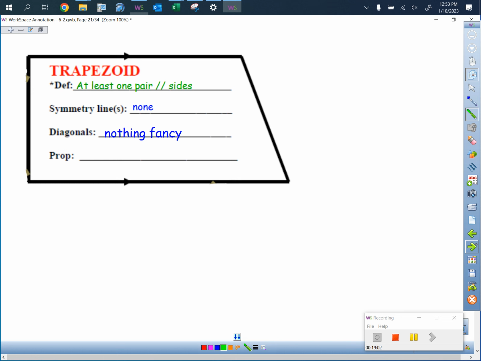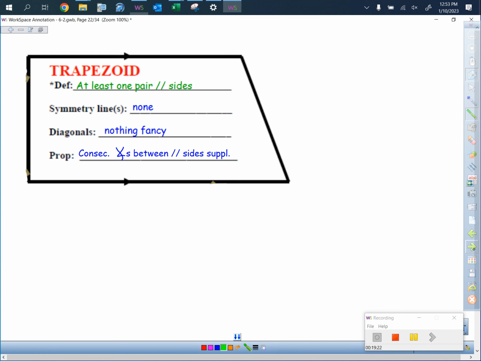And out of all 32 blanks on this page, this property right here is one that gets left empty or blank or wrong a lot on the test. It's a weird property. It's that consecutive angles between parallel sides are supplementary.